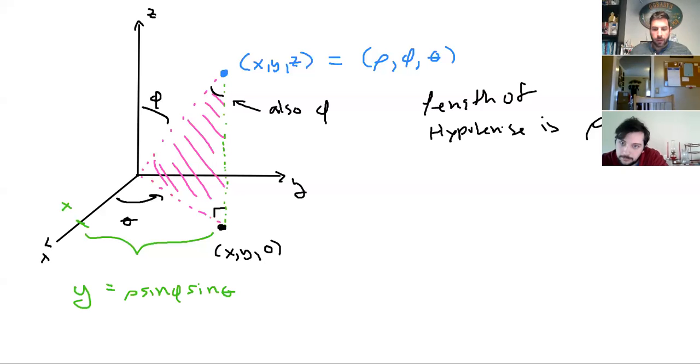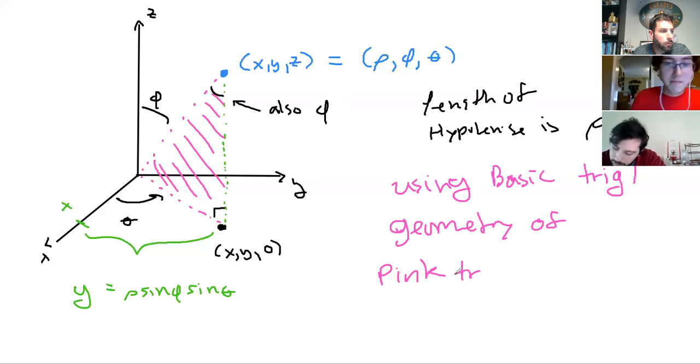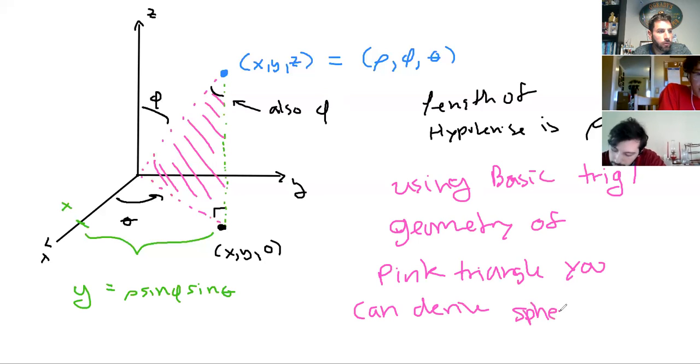Okay, so how do I say this in a way that's not going to scare you, but encourage you to maybe try to learn? It's the following. Using basic trig and geometry of the pink triangle, what you can do is you can derive the spherical coordinates.